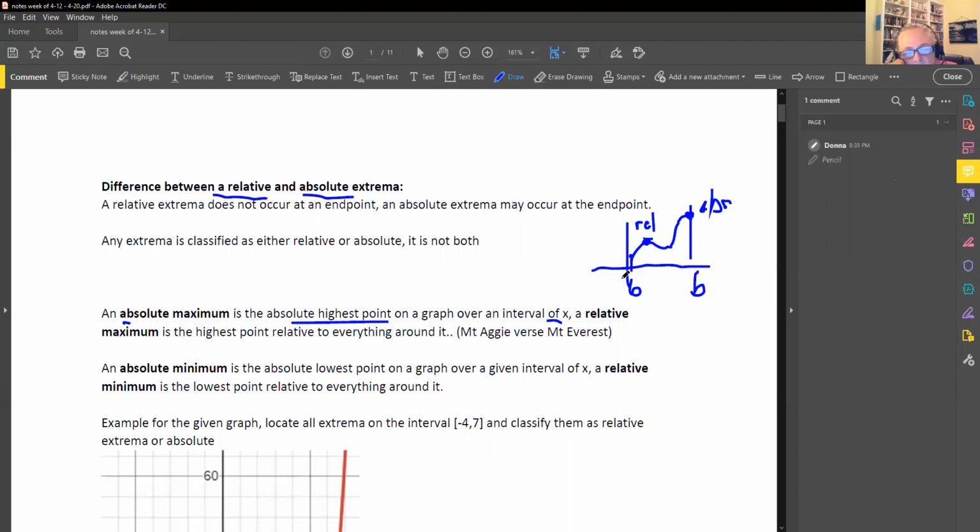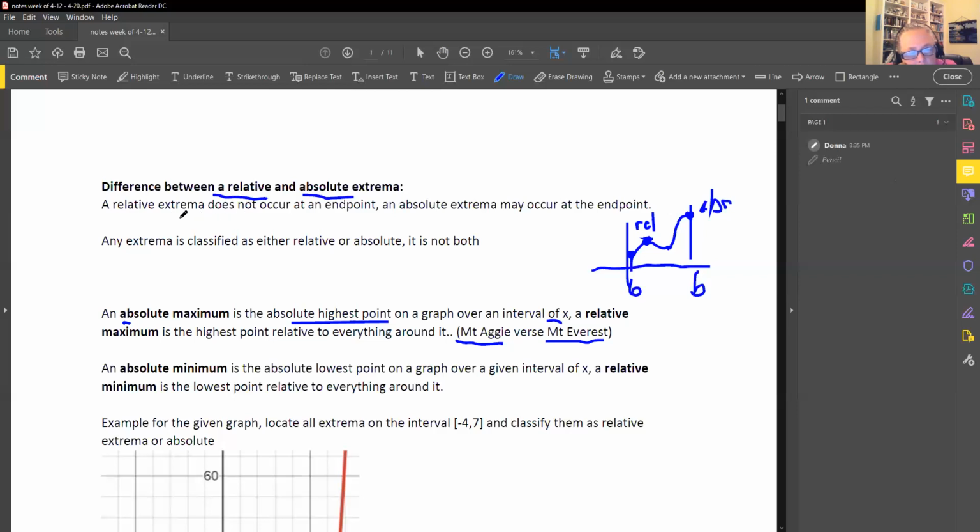And relative max is the highest point relative to everything around it. It's a peak. And the way that I think about it, Mount Aggie is a relative max and Mount Everest is an absolute max. So the highest of the high is the absolute. A spot can only be one or the other. They can't be both. An absolute minimum, so like here would be the lowest point, so that would be the absolute minimum, and a relative minimum would be here. Okay, so just keep in mind that it's one or the other, not both.